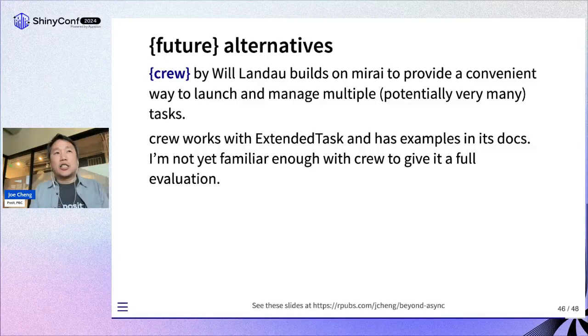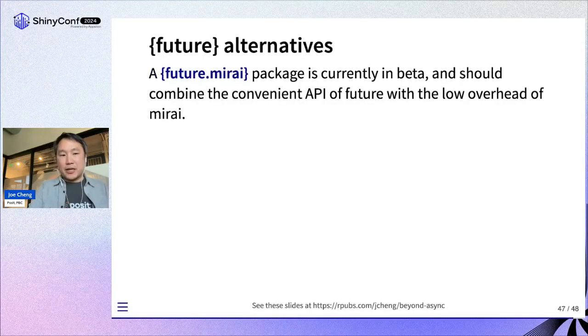I'm still trying to form a mental model for when you'd want to use Crew versus Future and Mirai. But he has examples in his docs, and he seems to have a pretty clear idea of how these things fit together. So I encourage people to check that out as well. And finally, there is a Future Mirai package by Henrik, the creator of Future, that's currently in beta, that should combine the convenient API of Future with the low overhead of Mirai. I have not tried it myself, but this does seem like a pretty promising possibility.